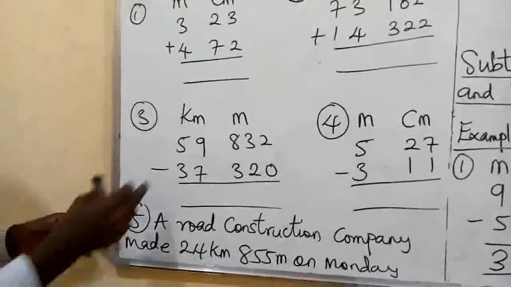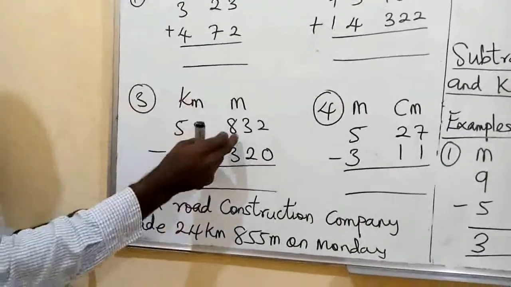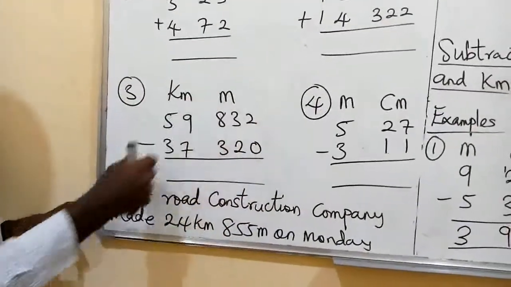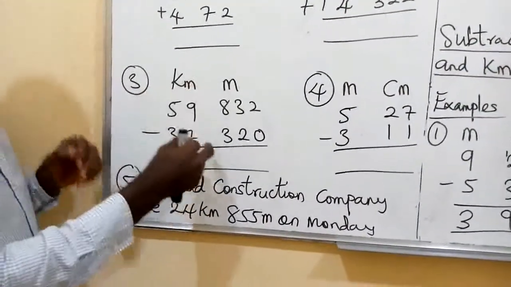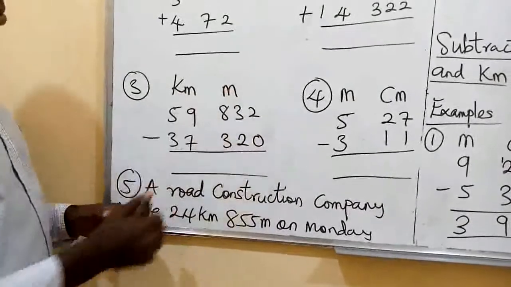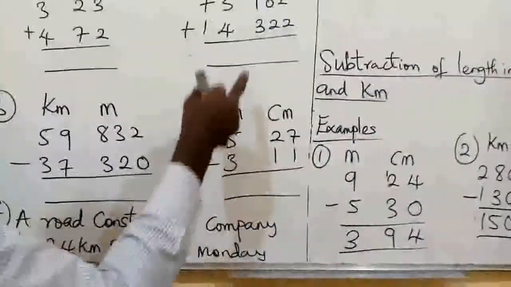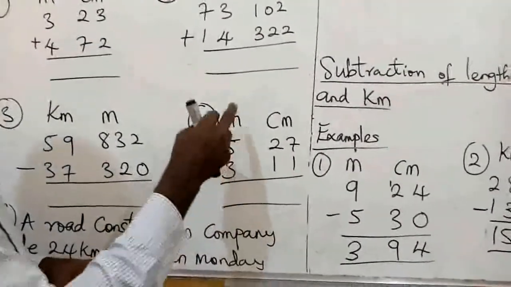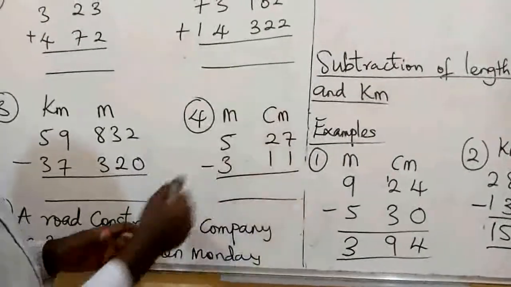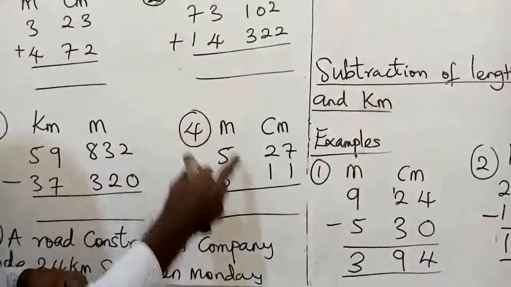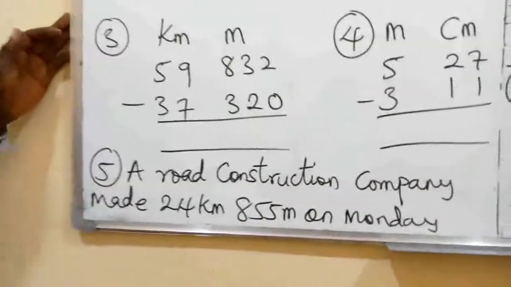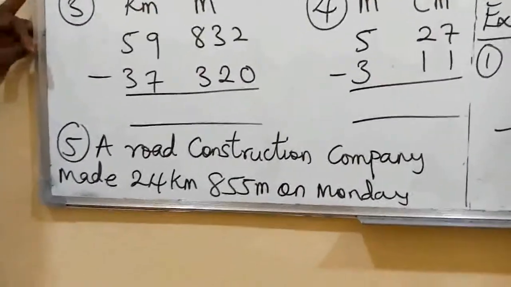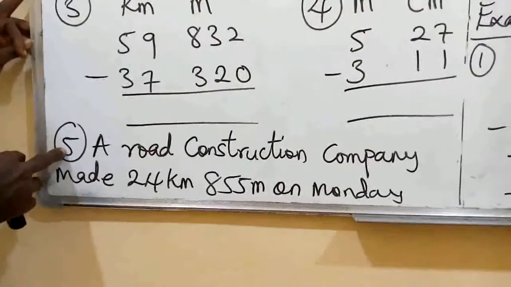And our number 3, we have 59 kilometers 832 meters minus 37 kilometers 320 meters. And our number 4 here, we have 5 meters 27 centimeters minus 3 meters 11 centimeters. Alright, I'm going to leave you with just one word problem, number 5.